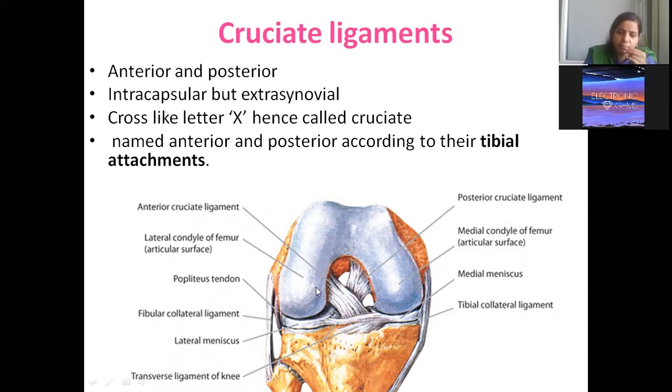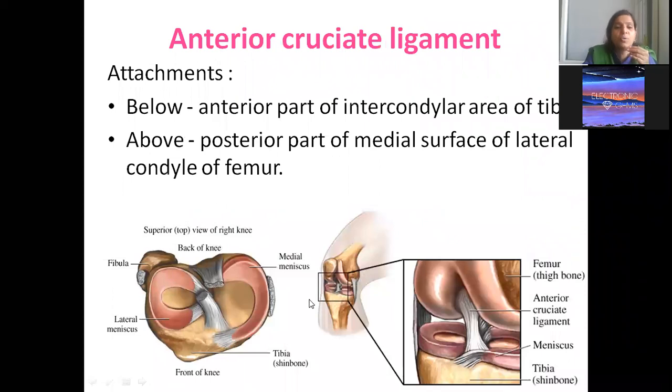Is that clear? Now, the posterior cruciate ligament is coming from behind, from the intercondylar area. Then it is also running backwards, and medially because this is the medial end of the joint. It is attached to the lateral surface of the medial condyle of the femur. Because for the medial condyle, this is the medial surface and this is the lateral surface. Lateral surface of the medial condyle of the femur. Okay, that's how. Because the picture is good, I've tried to make you understand.